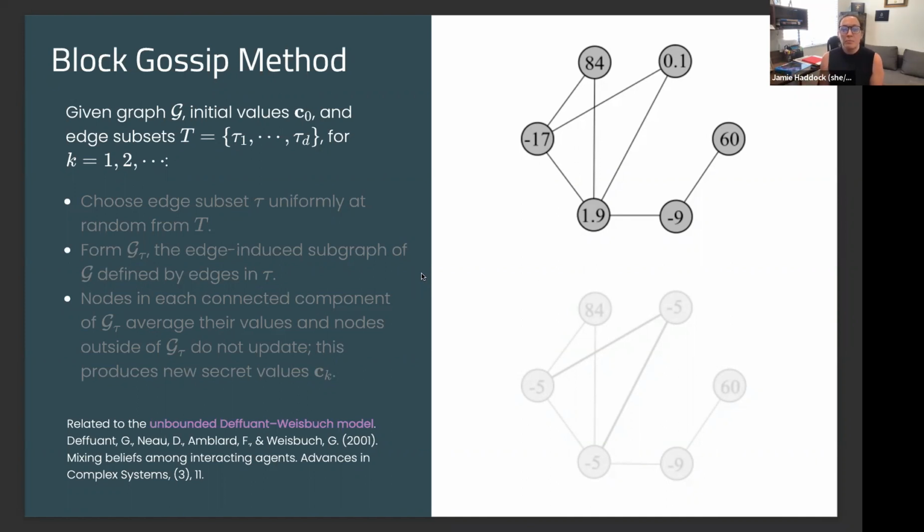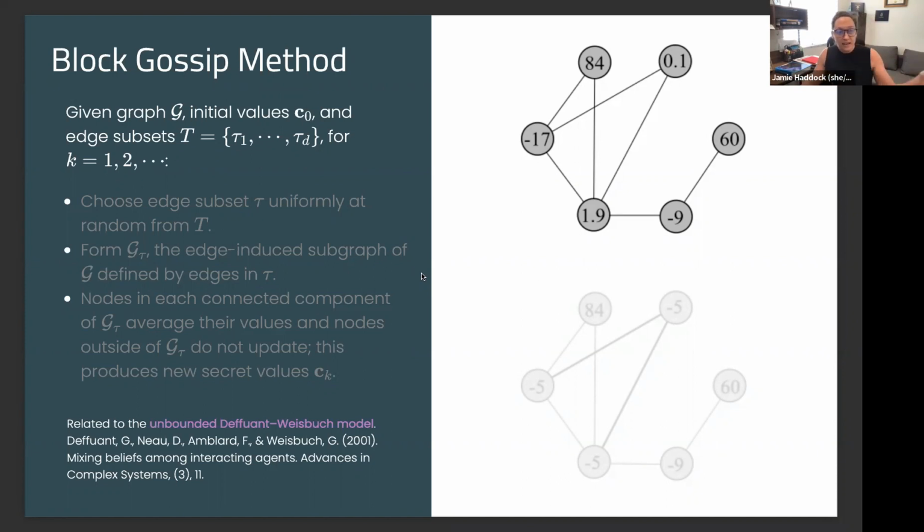Okay. So the block gossip method is one in which groups of nodes are communicating across these edges. So let me describe it. Given our graph G and our initial values at all of the nodes, and some group of edge subsets, T here contains all of these subsets of edges of the graph.